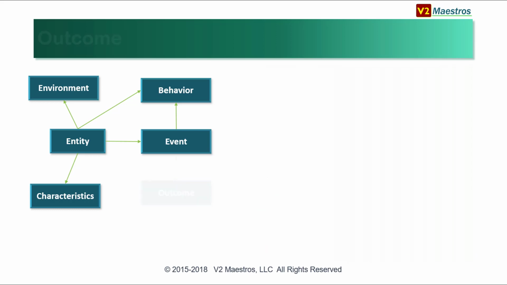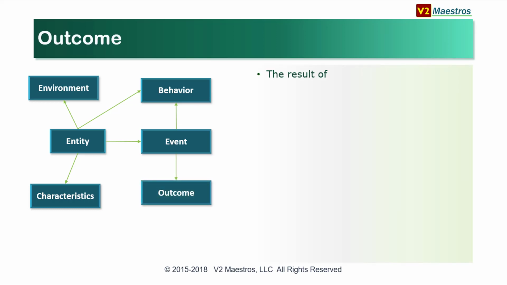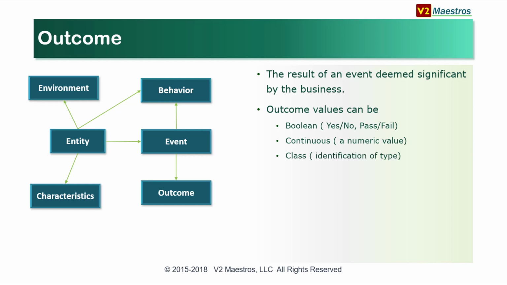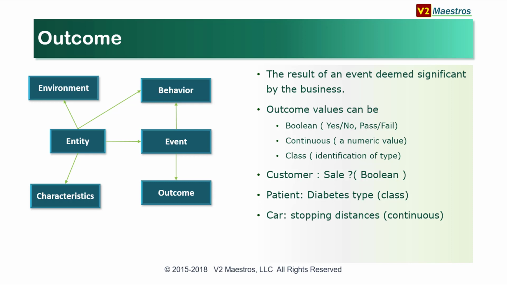And finally, there is outcome. Outcome is the result of an event deemed significant by the business. Outcome values can either be Boolean like yes or no, they can be a continuous numeric value, or there can be a class of values. Examples of outcomes include whether a customer bought a product after browsing a website, a patient's diabetic type based on the tests, a car's stopping distances measured during a comparison test, or a student's GPA or a grade level like A or B.